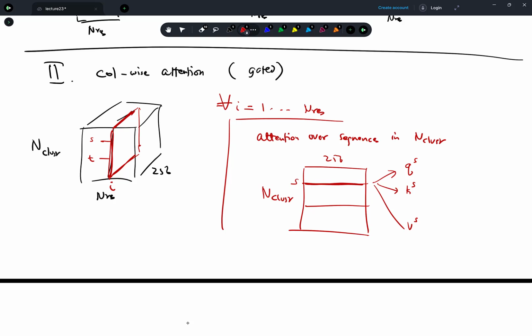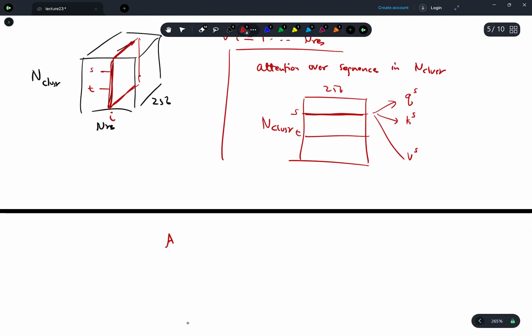So here's what the attention will be. What I want to find out is the attention between S and T, which will be softmax of query S, dot product with the key for T, over root dk. That's it. And the dimensions, I believe, are the same.